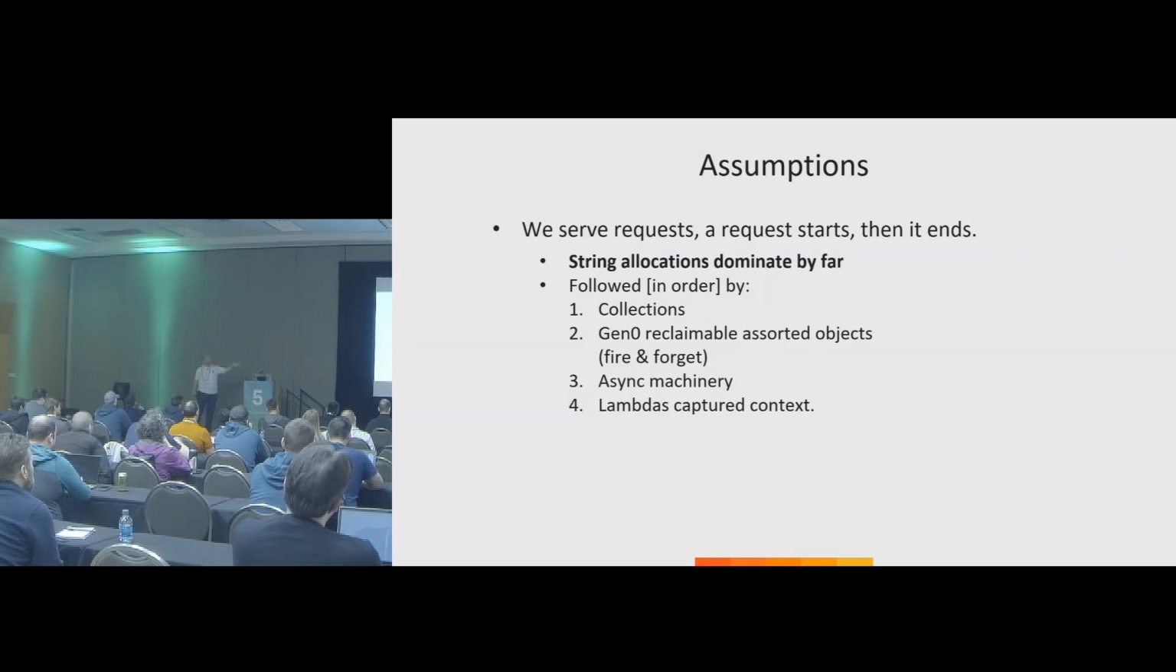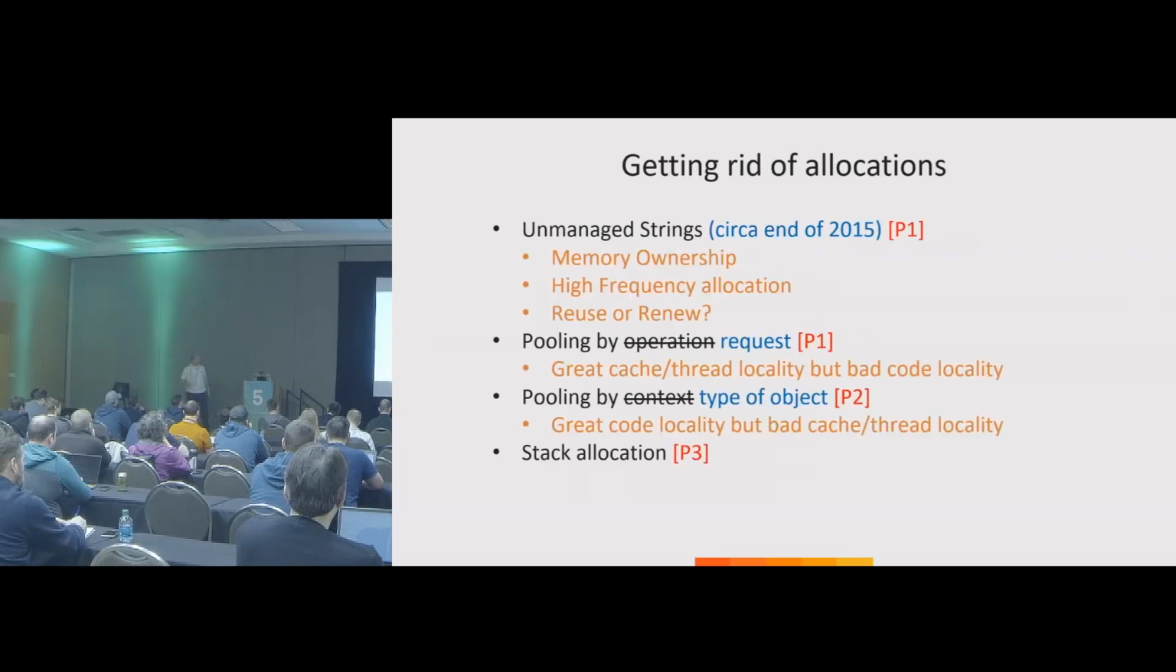Also, you have to be very careful with the lambda capture context. We have lambdas everywhere because lambdas are cool. Yeah, but when you have to capture the context, you're allocating. And if you're allocating in a loop, a million operations in a minute, that adds up pretty fast. So we decided, okay, we are going to get rid of allocations.